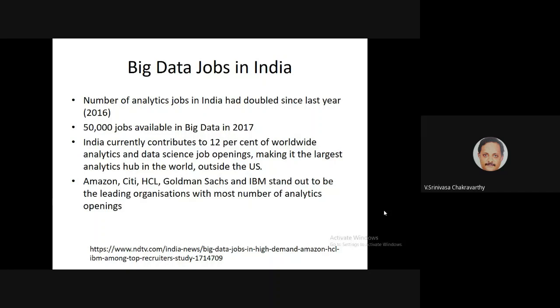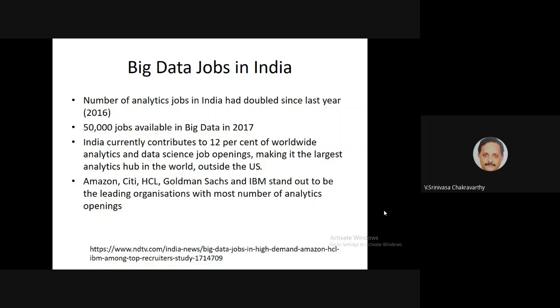And big data jobs in India: the number of analytics jobs has doubled since last year. I'm talking about 2016. There were 50,000 jobs available in big data in 2017. I was not able to get more recent data because there's only data on Naukri.com and things like that. I don't take it very seriously. I was looking for more formal articles.